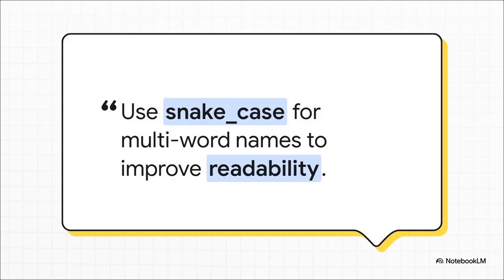And hey, here's a little pro tip for you. The standard way to do things in the Python world is something called snake case. It's simple, all lowercase, with words separated by an underscore. It just makes your code so much easier for you and for other people to read. It's a total game changer for readability.